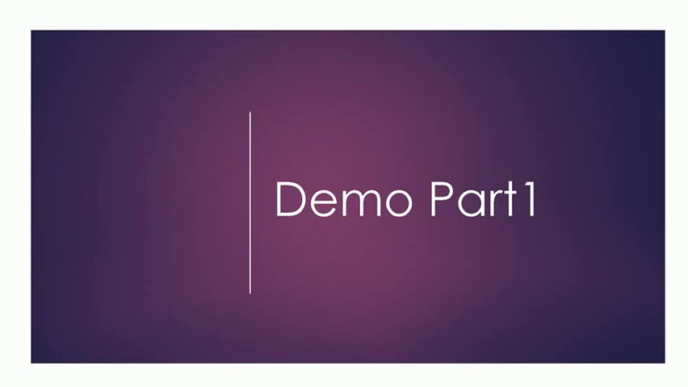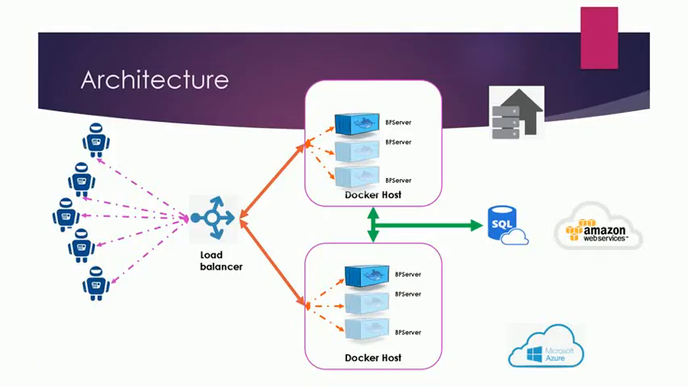The architecture looks like this. I have created two Windows 2019 VMs in Azure, which will act as my Docker hosts and will run my Blue Prism server containers. I'm using Azure SQL Server to host my Blue Prism database, and for load balancing purposes, I am using the default Azure load balancer. Apart from this, I have one Windows 10 machine with the Blue Prism client installed, and this will connect to the load balancer to use Blue Prism server services. So let's see the system in action.